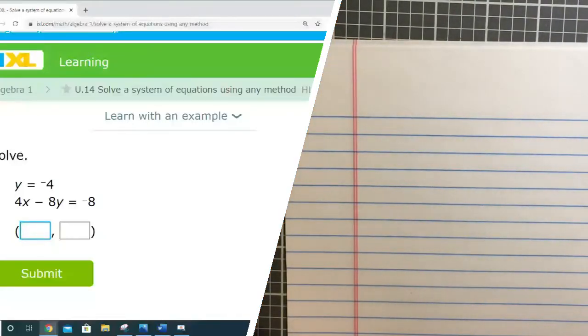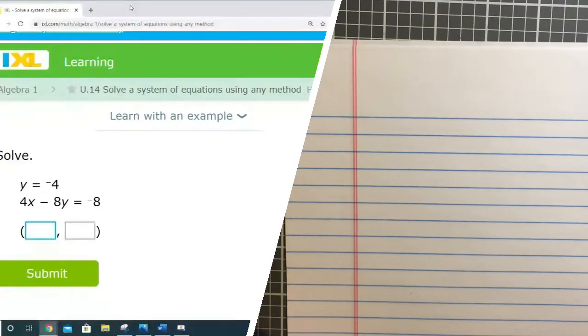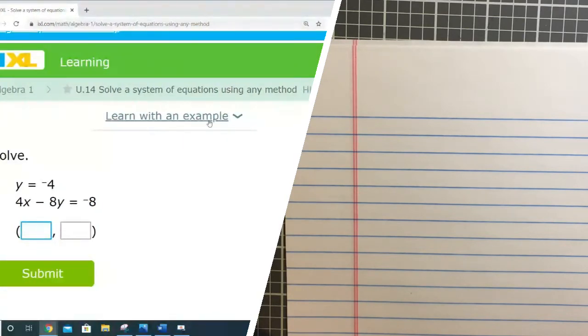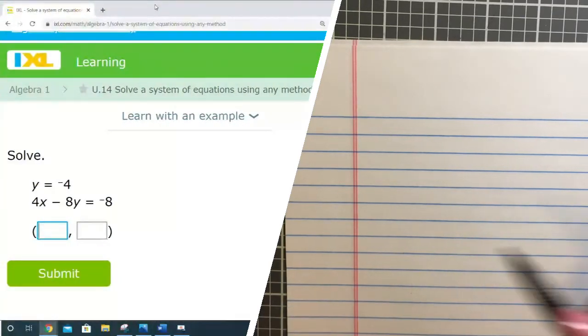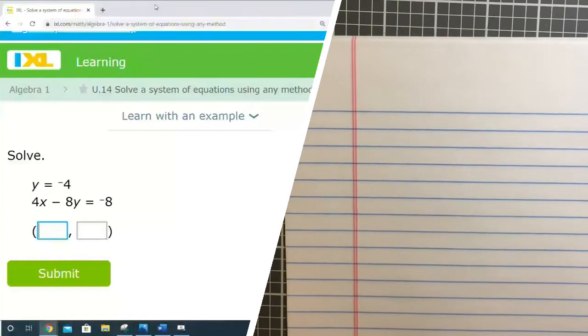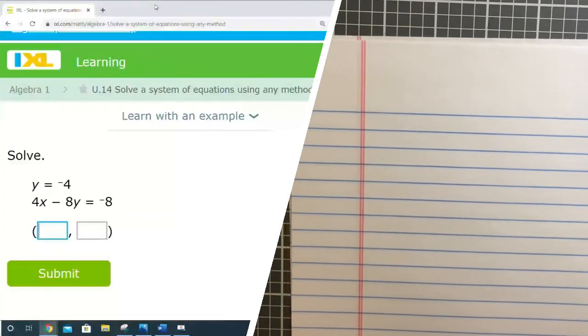So here we see the first question that I have. And I don't know if I realized this before, but it says learn with an example. So that would also be a really cool way to get some extra help if you needed it. So first things first, we have already learned two methods of solving a system.